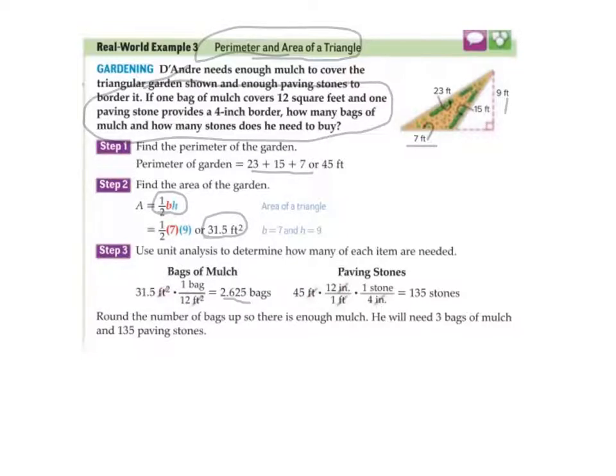Do the same with your stones. Alright, 12 over 1 equals 1 over 4 inch, because that's how far it goes, which means you need 135 stones. But going back, you cannot buy 2.625 bags, you have to go to the next one, so you need 3 bags of mulch and 135 paving stones.